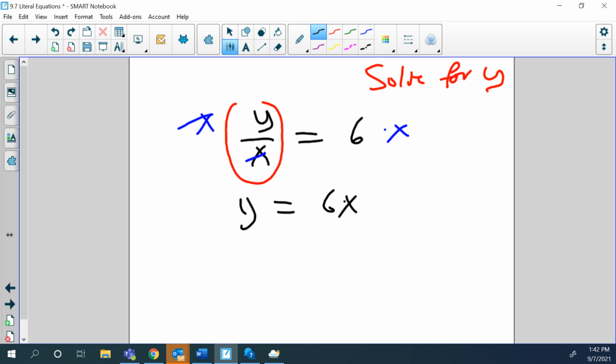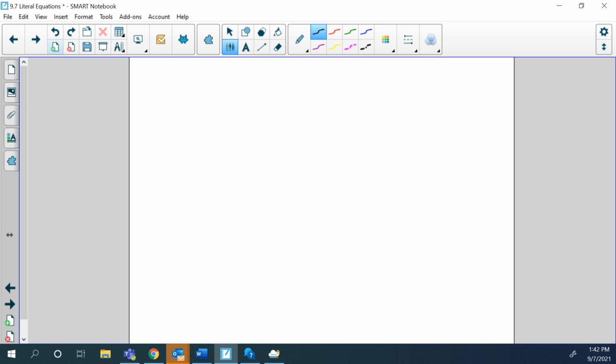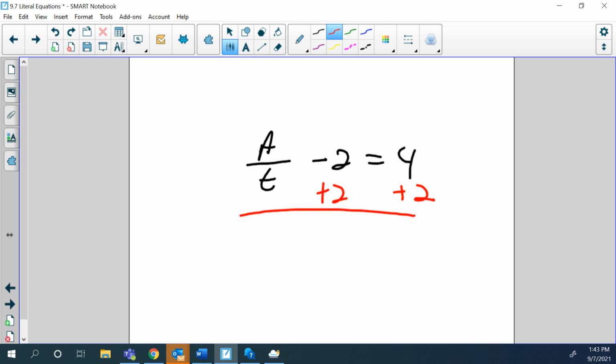Let's do one more real quick. What if I have, say, a over t minus 2 is equal to 4. All right. So here we go now. There's a minus 2 right here. It doesn't belong there. So plus 2, plus 2. All right. So that goes away. So now I have a over t is equal to 6.